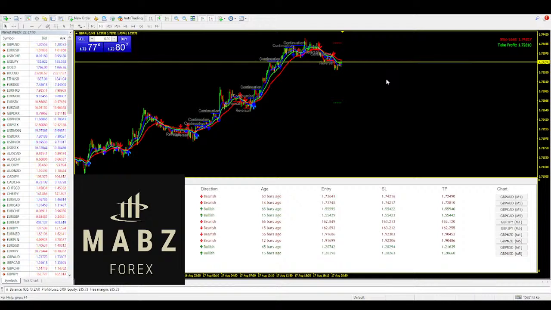Now, for a buy trade, guys, it's just the opposite. There has to be an up arrow, the take profit has to be at the top, and the stop loss has to be at the bottom. Just the inverse, right? But we already covered that yesterday.